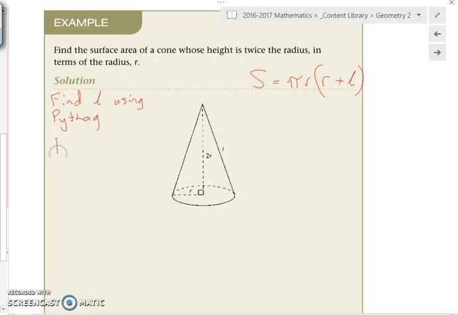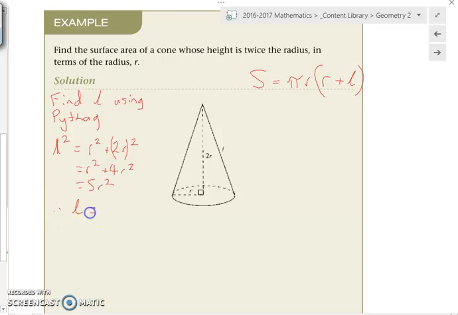Okay, so L squared equals, happy with that? Is that correct? Does that look right? There's one small problem with that. Put the brackets in. It's 2r all squared. Cool? Which equals r squared plus 4r squared, which equals 5r squared. Happy with that?